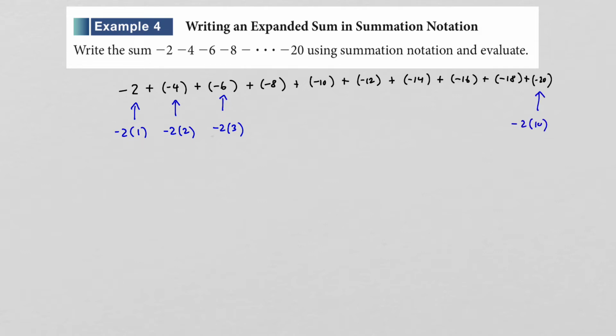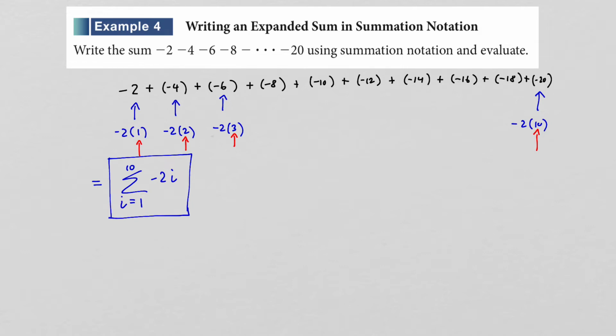So if I'm going to write this in summation notation, I'm going to start at i equals 1, right? That's this number here. And I'm going to increase by 1 each time, stopping when i equals 10. And the formula is we're taking -2 and multiplying it by that index, by i. So this would just be the sum i equals 1 to 10 of -2i.